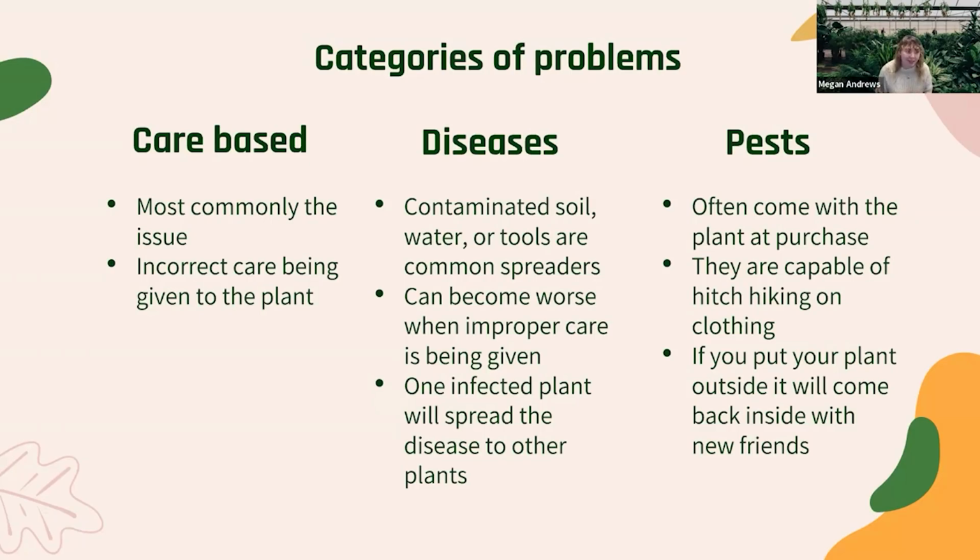We also have pests. Oftentimes your pests come with your plant when you purchase them. They are capable of hitchhiking on your clothing if you're working in a nursery, or if you are working outside and have pests outside. They can hitchhike on your clothes inside to those plants. If you put your plant outside in the summer because it loves the sun and it grows so much, when it comes back inside, it will have new friends on it. You're going to hear me say it quite frequently. Do not put your houseplants outside.